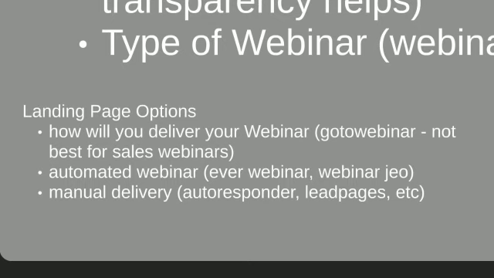WebinarGeo will also help you automate your webinar as well. And we've actually tested both of these. So we've actually bought both of these. And with the WebinarGeo, we were actually able to work out a 40% off coupon, which we'll be providing later on at the end of the video course.